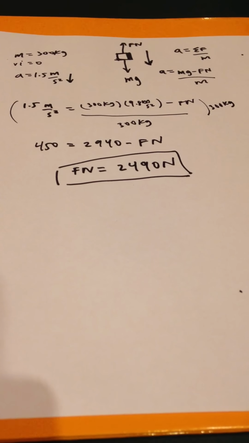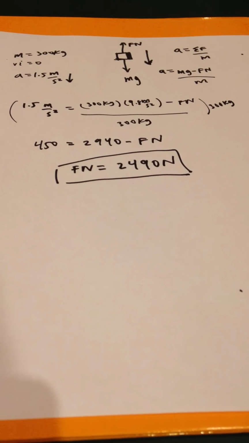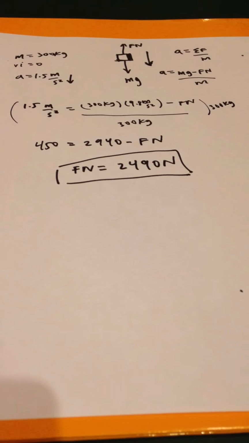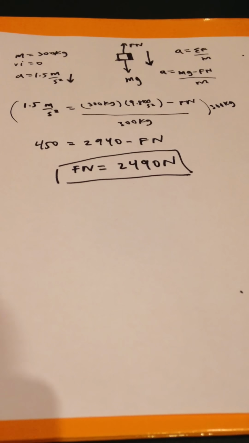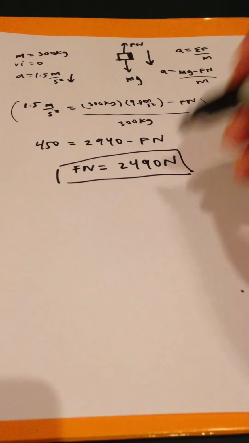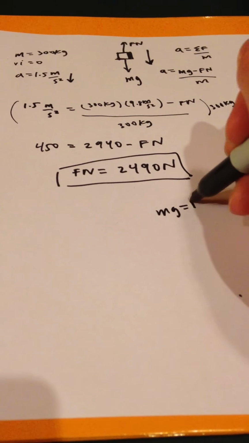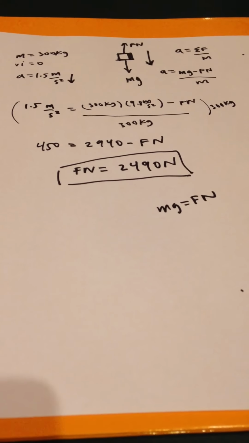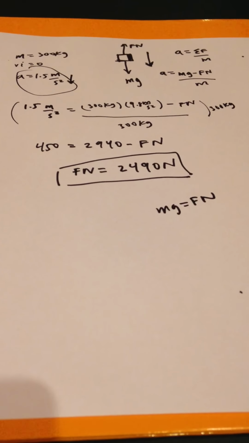A common mistake that I made was that I forgot that the acceleration was 1.5 meters per second squared, and I assumed that the entire thing was at rest. So what I did was I thought that mg would be equal to the normal force, but I overlooked it and I forgot that the acceleration was given. So just make sure you read the problem before.